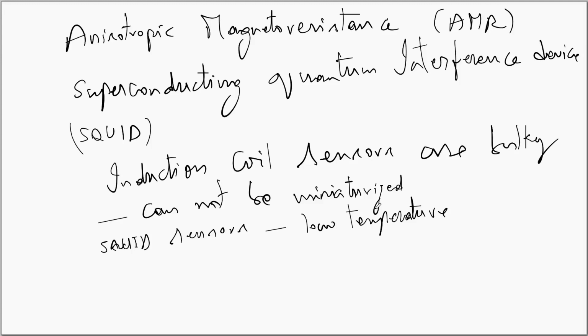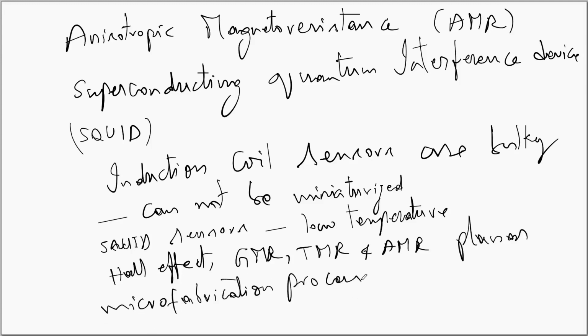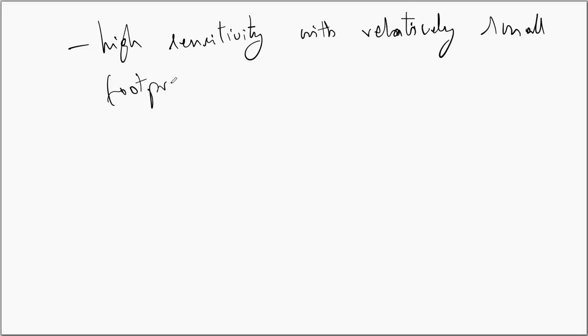Whereas the Hall effect, GMR, TMR, and AMR based sensors can be manufactured using planar microfabrication process. When they are manufactured using the planar microfabrication technique, they become capable of offering high sensitivity with relatively compact or small footprint. Another interesting aspect is their compatibility with CMOS.